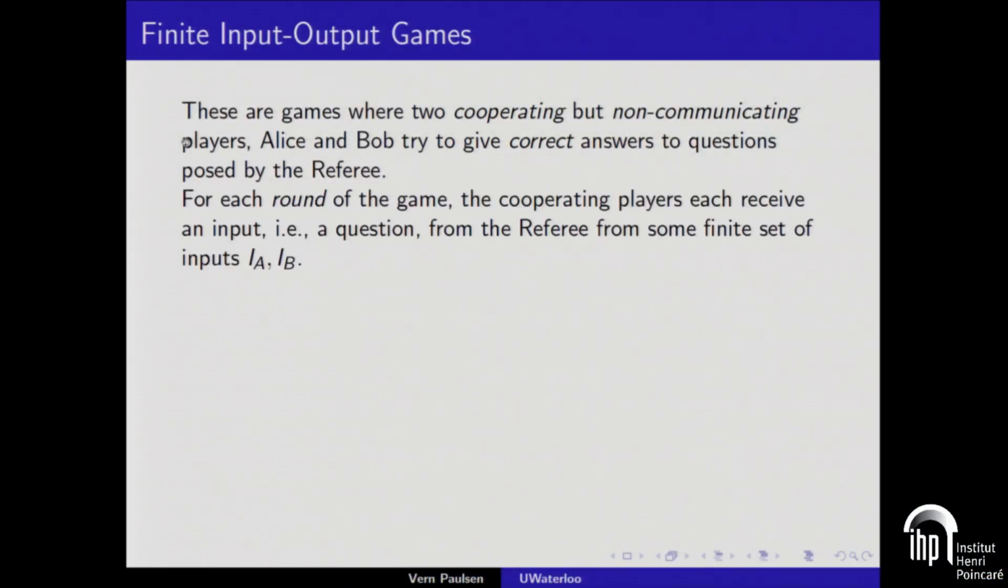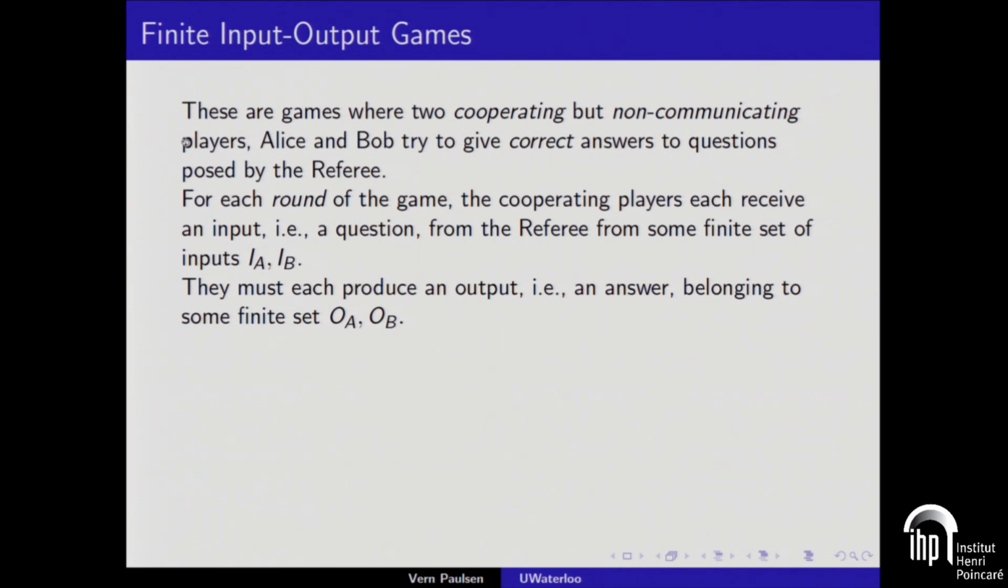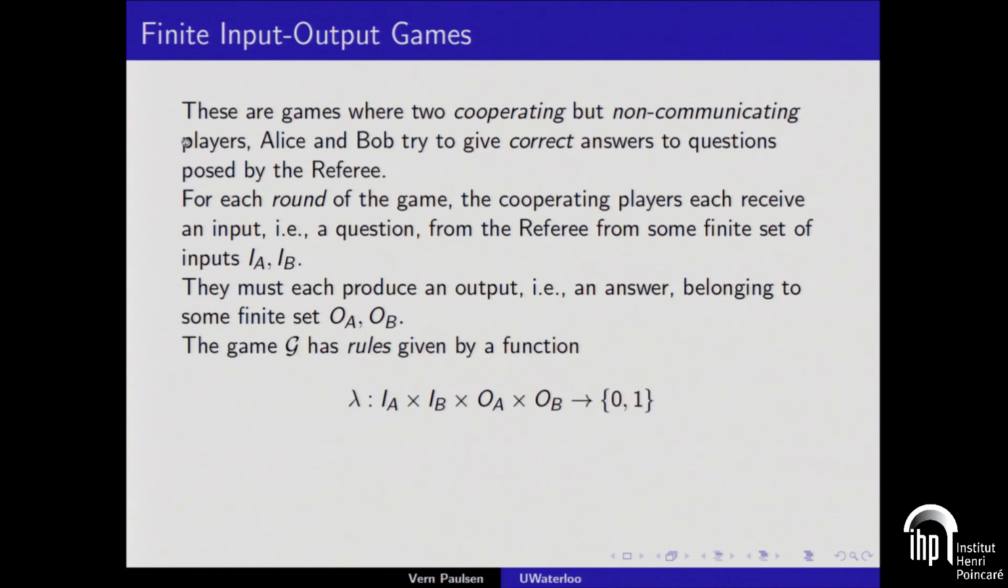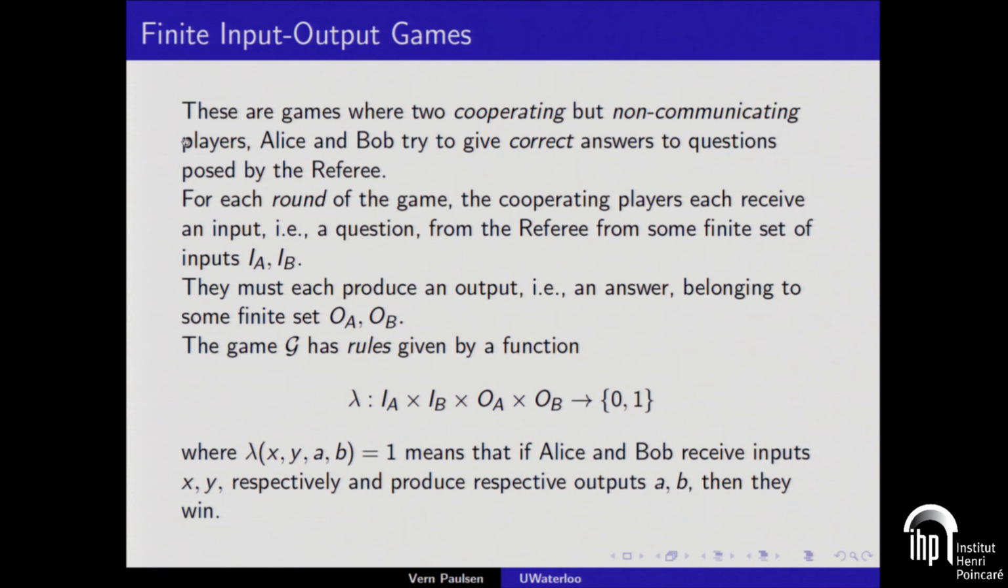So for each round of the game, the cooperating players each receive an input, the questions X and Y. They each must produce an output, an answer, which belongs to some output sets. And then there's a rule function, lambda, and this is what tells them ahead of time whether they're going to give good answers or not. The rule function is formally a map from inputs cross outputs to 0, 1, where if the answers A and B they give in reply to X and Y make the function 1, then the referee's happy and they win that round of the game. Whereas if it's 0, they lose that round of the game. So their goal is to cooperate and give a pair of responses so that the lambda function will be 1. It's this lambda function that gives us all the interesting combinatorics of the game.